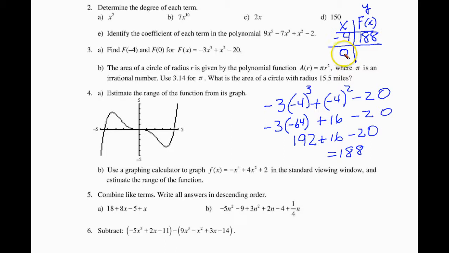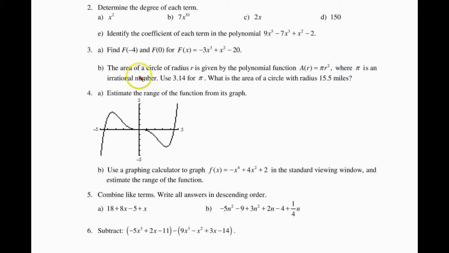Now, when they ask for 0, that one's sort of easy to do because anything times 0 is going to be 0. 0 squared is 0, so this is just -20. But again, you're looking for a method to do things like this. They're asking you for a function when x has these values. A good way to organize your data, you want to end up with the right answer.